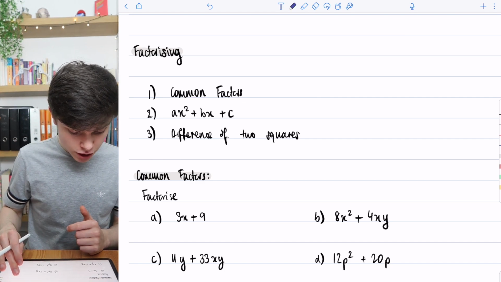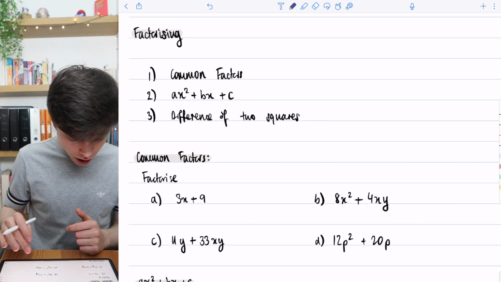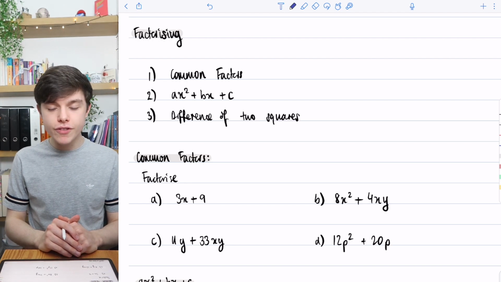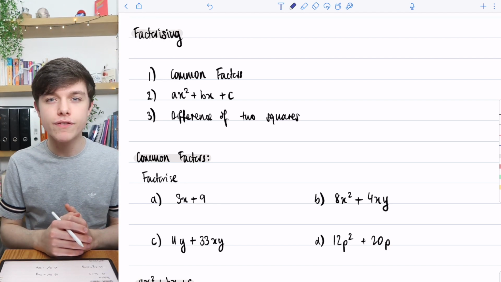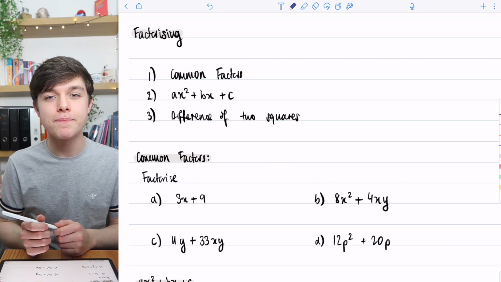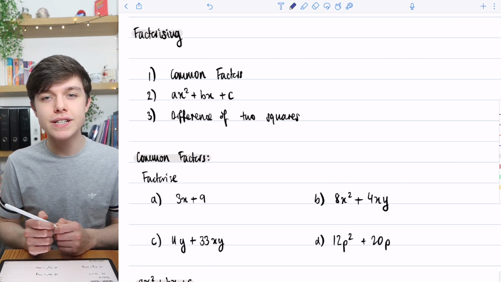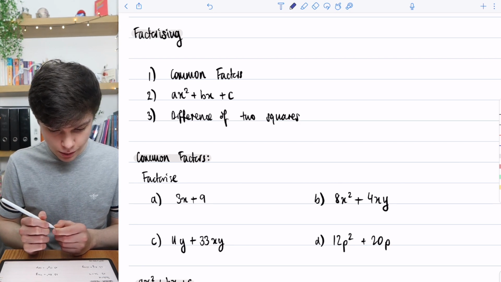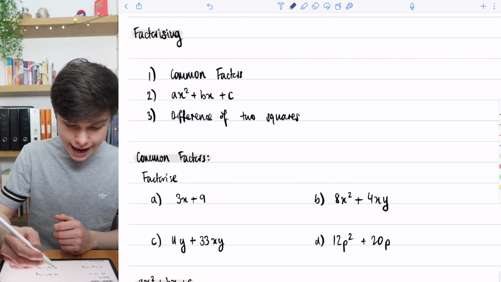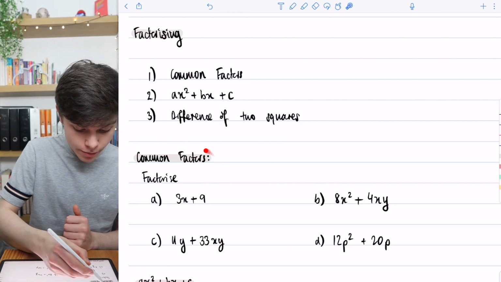Okay, let's have a look at the example of common factors. I have 4 of them, so press pause and have a go if you want to, and then we'll work through the answer. Hopefully you've paused the video now. Let's have a look and see what we can do. So we're looking here at taking out common factors.